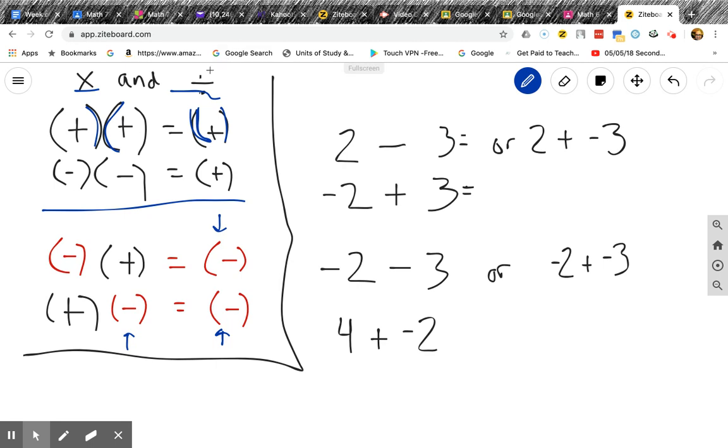And this also works for division. So like 4 divided by 2 is a positive 2. Negative 4 divided by negative 2 is a positive 2.